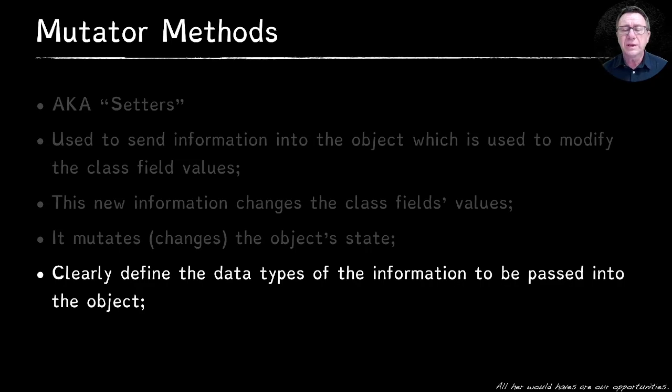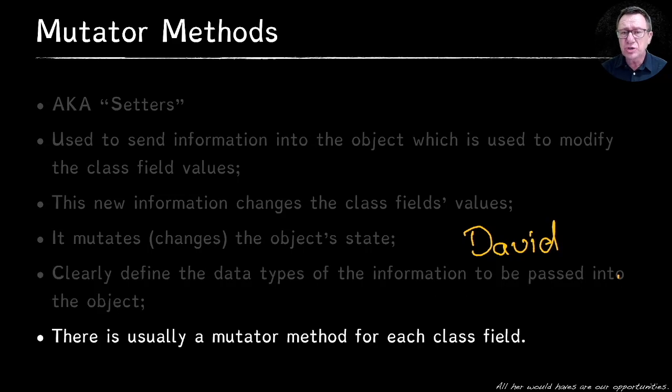And again, we need to have clearly defined data types because, for instance, name is of type string, so we can send into it name David. We send in something of type string. Now, there's usually a mutator method for each class field.